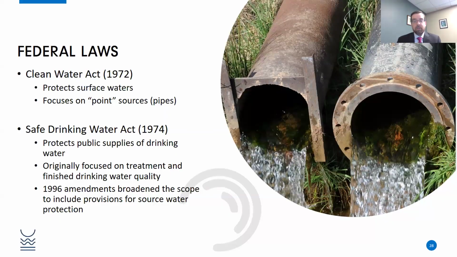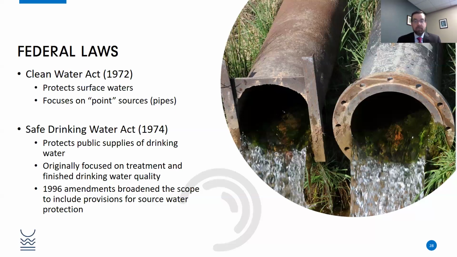A lot of IEC's work is done under the Clean Water Act, which focuses on surface waters and focuses on point sources. Generally, that means pipes. However, agricultural stormwater is exempt from the Clean Water Act permit requirements. The Safe Drinking Water Act has a different scope. It focuses on drinking water quality.